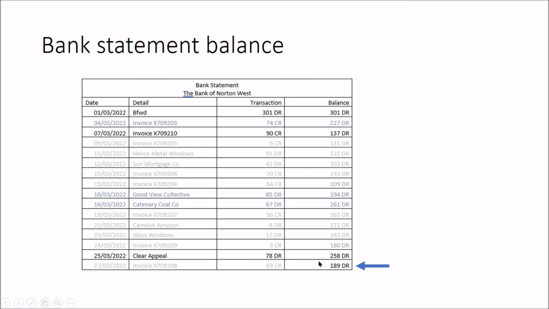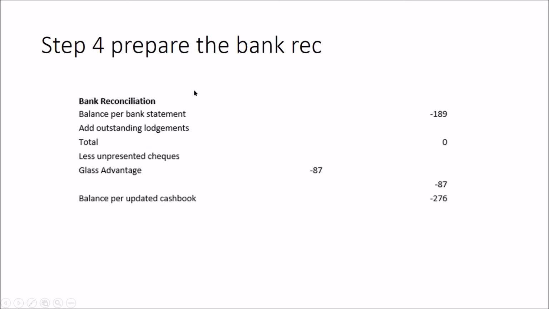So here's our bank statement balance here, and now we've got the bank reconciliation here. So bank statement balance minus 189. Getting to the 276, what's the difference? Well, it was that unticked item, the unpresented checks. If we had outstanding lodgements, they would go into here. And that really is our bank reconciliation there.